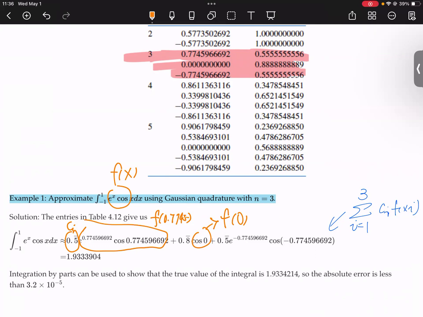Which is very good, the approximation. We just use 3 node points, but the error is less than 10 to the -5. So you could say it is quite accurate. Gaussian quadrature rule, remember this, it can achieve the highest degree of precision. And this is the Gaussian quadrature rule.